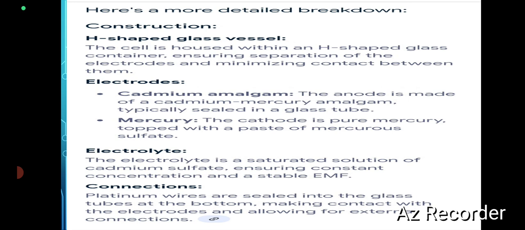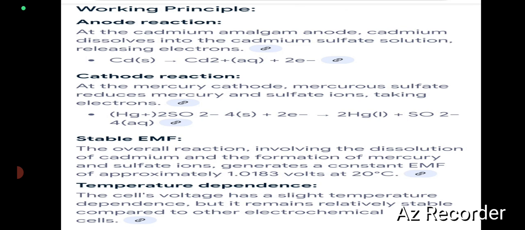Electrolyte. The electrolyte is a saturated solution of cadmium sulfate, ensuring constant concentration and stable EMF. Connections. Platinum wires are sealed into the glass tubes at the bottom, making contact with the electrodes and allowing for external connections. Working principle.